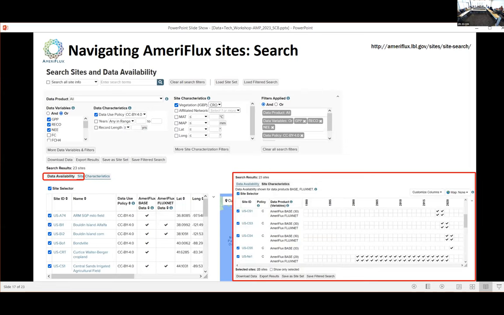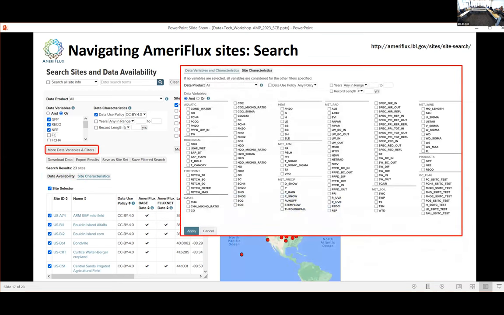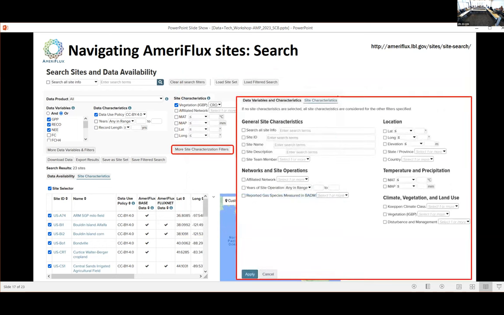And then there's the data availability that you can see for each site: which site has data and what's being measured. There are other filters as well. You can filter by variables specifically, what variables you want to use, or data policies. And there are other things, like where the site is located. So it's pretty detailed at this point, maybe a little hard to work with, but it's pretty powerful.